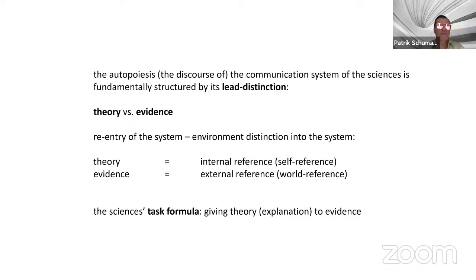So for instance, another big function system is the system of the sciences. The discourse, the communication system of the sciences, is fundamentally structured by its lead distinction. So I'm just copying over that same slide and putting in theory versus evidence. In architecture it is form versus function, and in science it is theory versus evidence. It's the re-entry of the system-environment distinction into the system, because theory is the internal reference. That's what is creatively construed and constructed. It's theory, or in brackets, explanation. That's the self-reference of science. And evidence is the external reference, the world reference, that which has to be addressed through the explanatory theories.